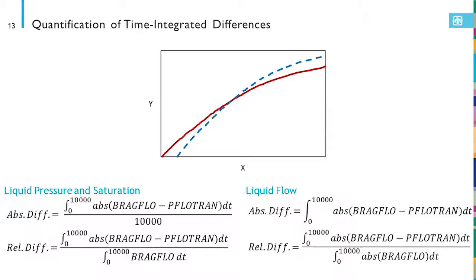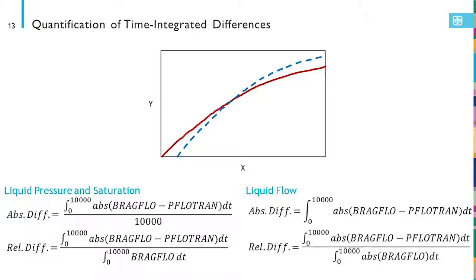So we quantified the difference between the PFLOTRAN and the Bragg flow results for every single one of those 1,800 simulations at all 9 locations in the repository and all 8 of the flow comparison locations. And the way we did that was by integrating the difference between the 2 curves. So in this plot, X would be time, Y is your quantity, either the average liquid pressure or saturation or the liquid flow across a plane.